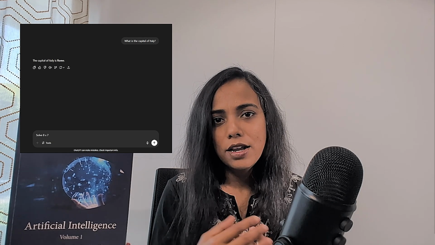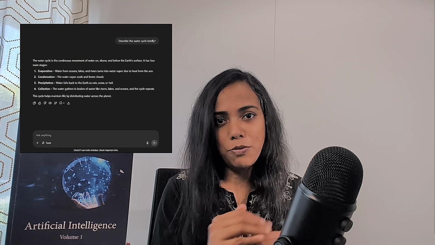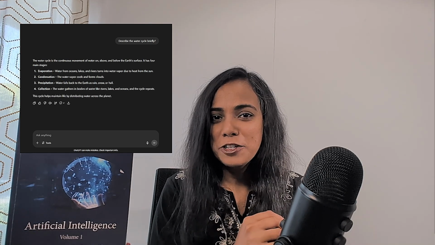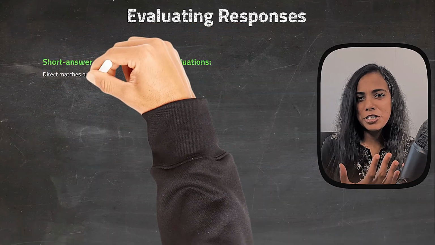It's pretty clear. But then there can be free-form data where you can ask a question like, describe the water cycle briefly. And your reference answer could be, water evaporates, condenses into clouds, then precipitates as rain, and eventually returns to the water bodies. So in case of short answers and multiple choice, evaluation is easy.